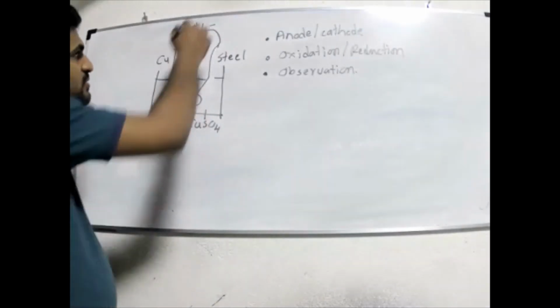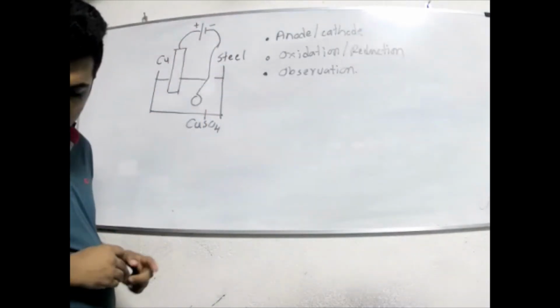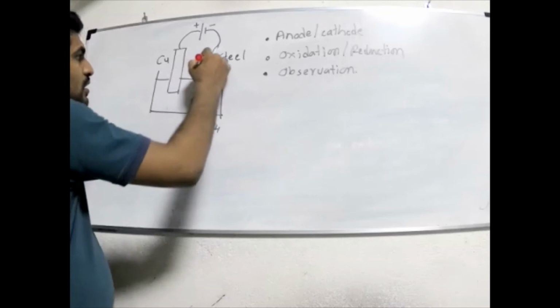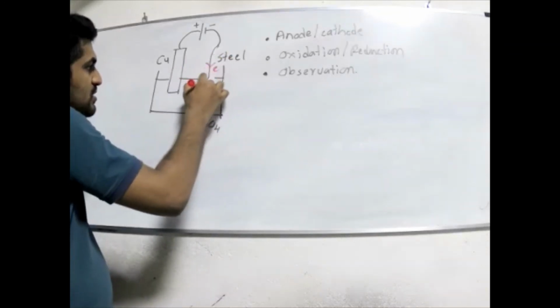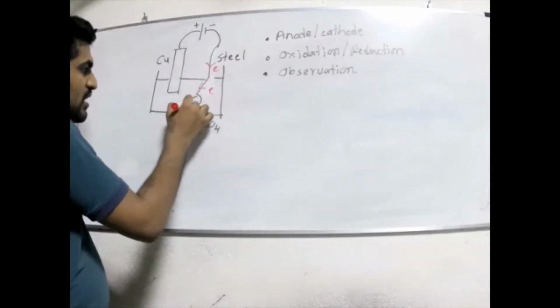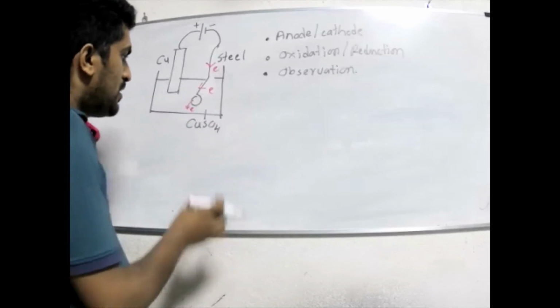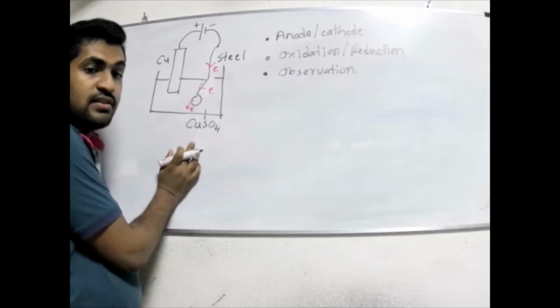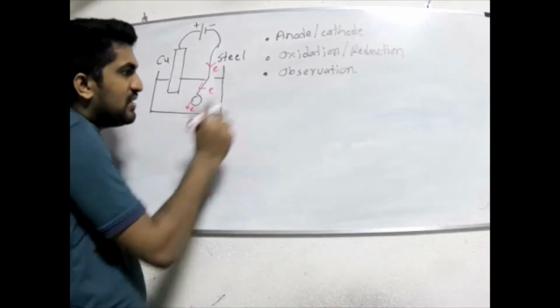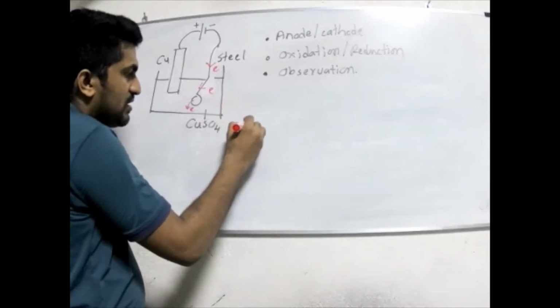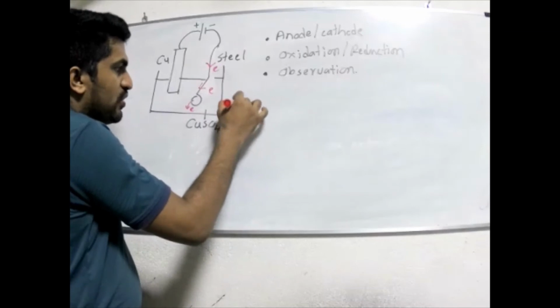Yeah, anode. This is minus. Electrons are coming to the solution. Then in the solution there is a cation, copper 2 plus. And this is what we call reduction.